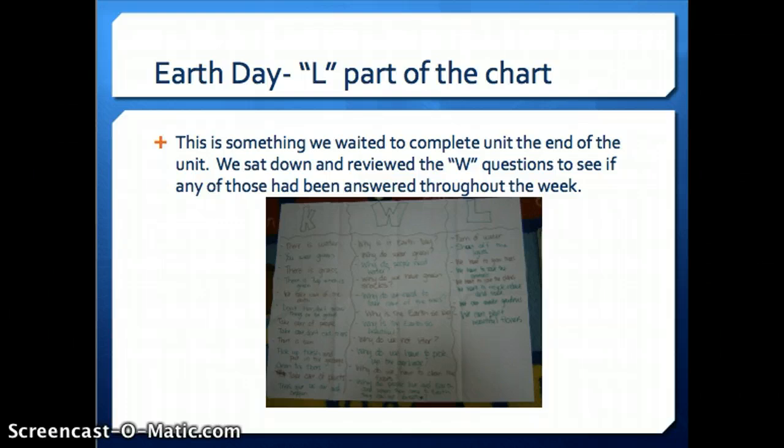And then this is the final. This is the L, what we have learned about Earth Day, and we completed this after our mini unit. Oh, also with the L portion of it, any questions that we might have had throughout the week, we answered those questions. We looked at that first under the W. Also, any misconceptions that the kids might have had, this is where we took the time to clear those misconceptions up.